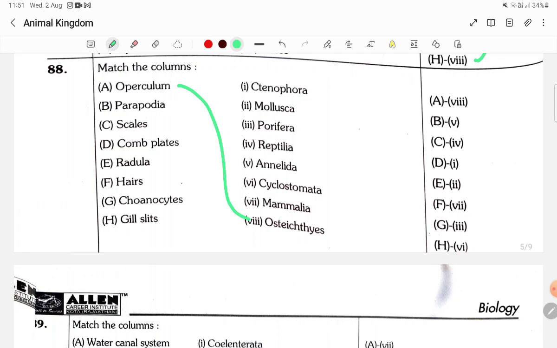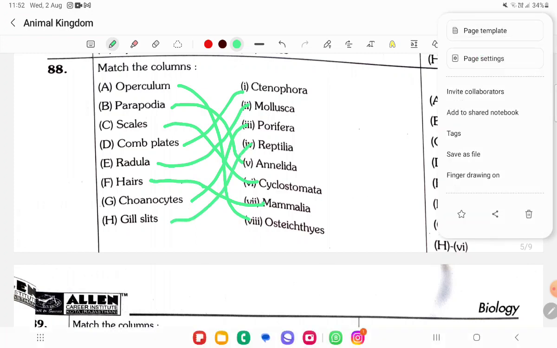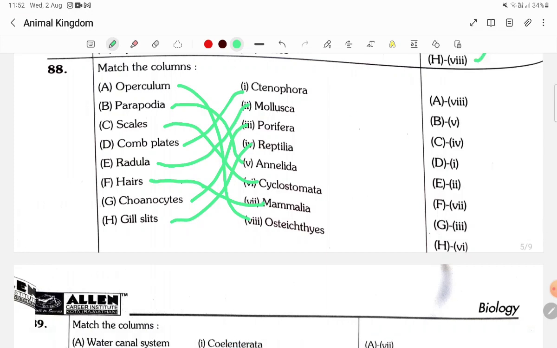Parapodia are the characteristic feature of annelids. Scales are found in cyclostomata. Yeah. Complates, ctenophora. Radula is in mollusca. Hairs are the characteristic feature of mammals. And coenocytes are found in porifera, and gill slits are present in reptile. Gill slits are not found in reptile.